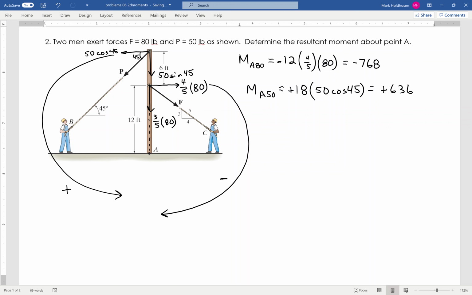Now, the resultant moment about point A is just those two added together. And when I add those together, I get negative 132. And my units on this are, again, my distance of feet and my force of pounds, so I've got foot-pounds. So take each force, find the moment of each one, then add them together to find that resultant moment.